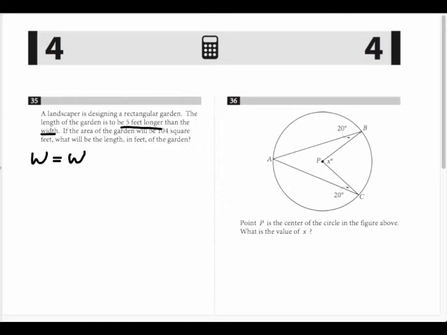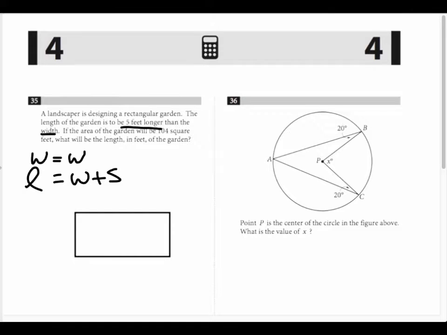So W equals W. What's the length? W plus 5, right? Because it's 5 feet longer. So now if I draw a rectangle, a perfectly drawn rectangle, the length then is going to be W plus 5, and the width will be just W, right? Does that make sense? So this is like the length.